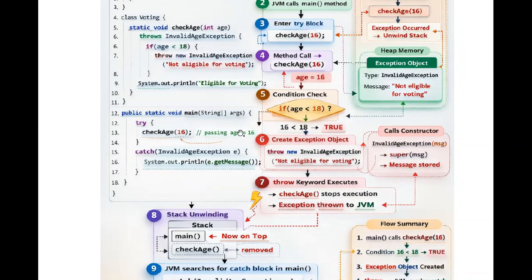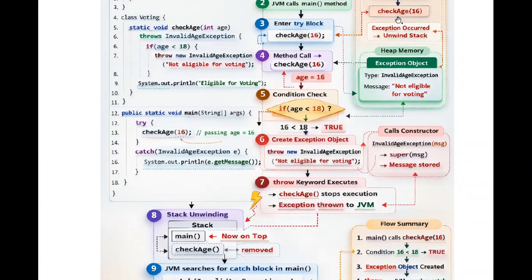Here, an important point to understand: check age stops execution. So line number 9 will not be executed because now the exception is occurring. It will be passed to the Exception class itself. So hereafter it won't come back here. That's why I'm telling you, check age stops execution, thrown to JVM.